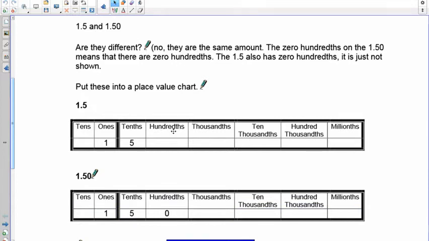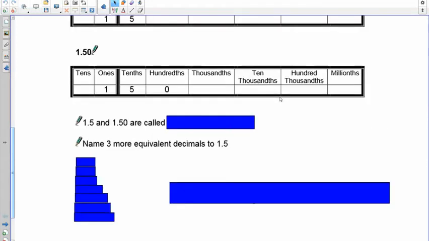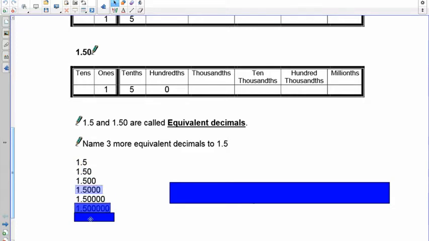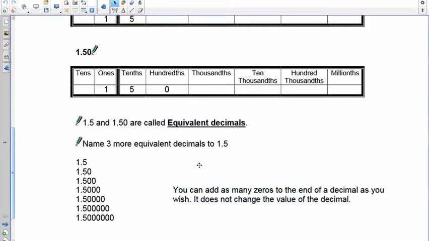There's no digits here in the hundredths, and there's a zero here in the hundredths, which means there's none of these and none of these, which means in reality, 1.5 and 1.50 are the same thing. 1.5 and 1.50, we refer to those as equivalent decimals. Now, could you name more equivalent decimals which are equivalent to 1.5? All you really need to do is start adding zeros to the end. And you can add as many zeros to the end as you wish. So this gives you all equivalent decimals, and these are all equivalent to 1.5. Now the word equivalent means equal. They're the same.